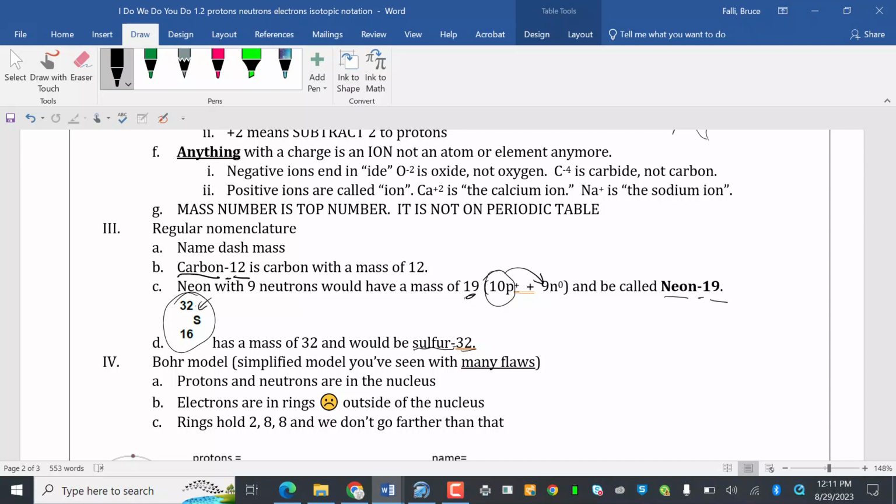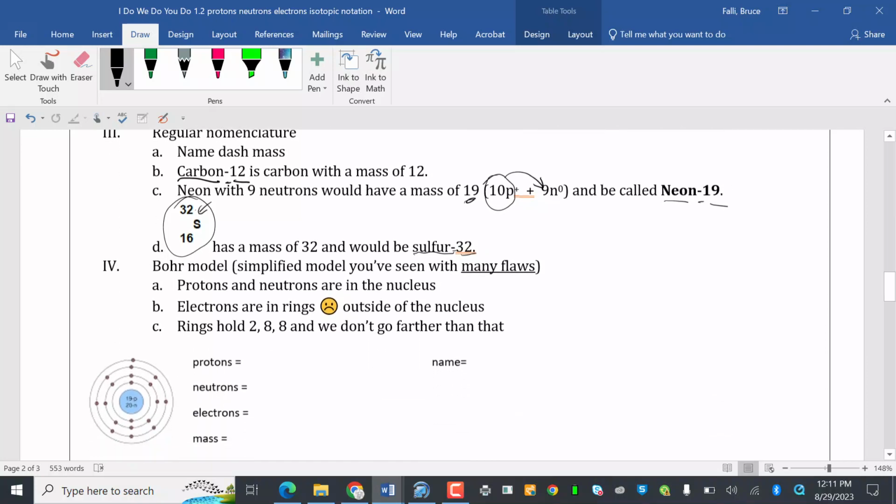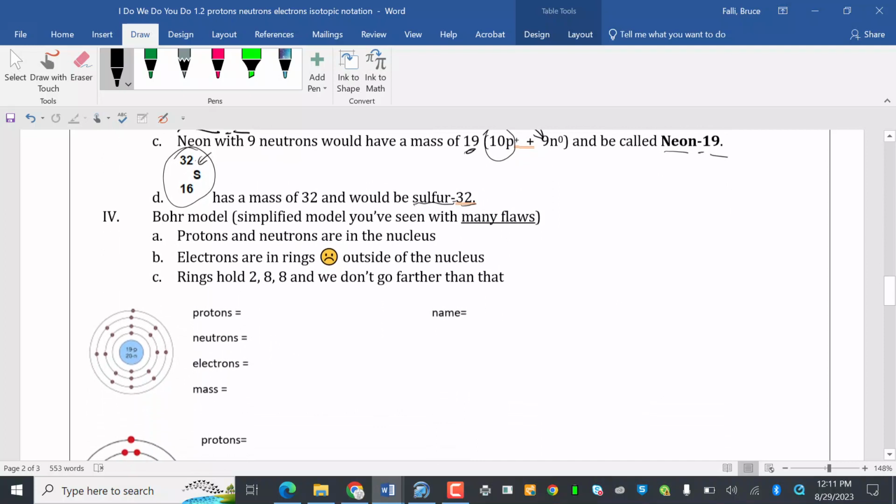Bohr model. The simplified model you've seen with many flaws. I'm going to just ignore the flaw parts, but I don't want you to think that Bohr model is the best way to show an atom, because it's not. Protons and neutrons are in the nucleus. Electrons are in rings outside of the nucleus. Really, they're in clouds, but that's okay. Rings hold 2, 8, 8, and we don't go farther than that.